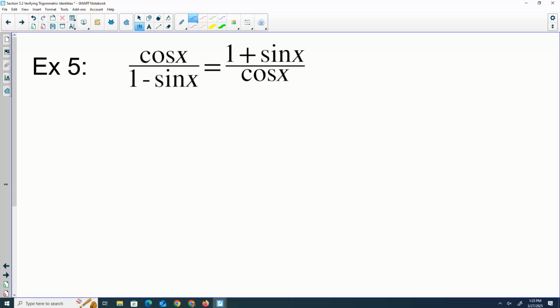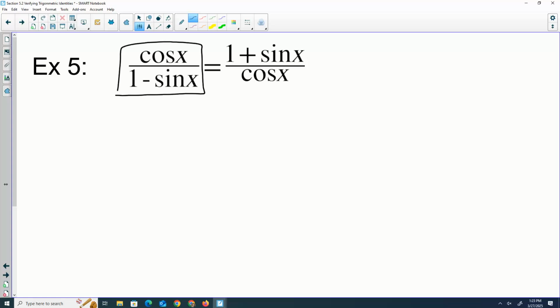Sometimes there's not necessarily one side that's easier than the other. You know, if I'm looking at this, does one side seem easier? Not really. So I'm just going to pick one and box it in. Okay. So look at what I have.